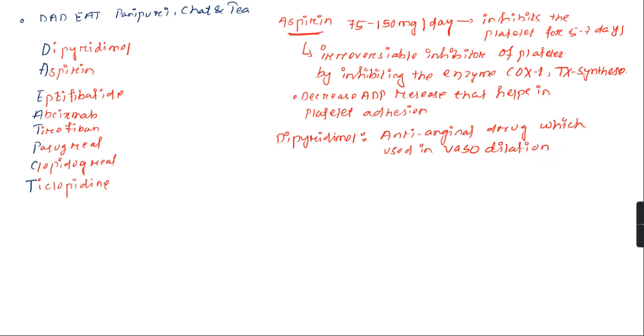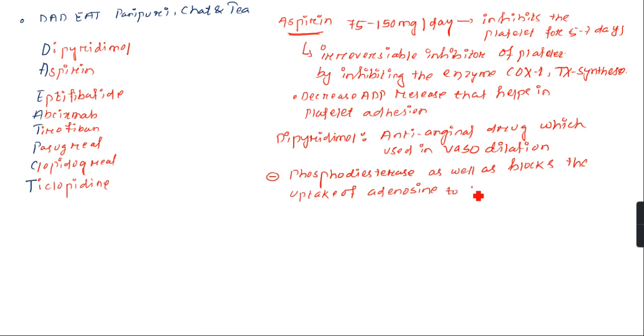Okay, its mechanism is quite different. So what is its mechanism? It inhibits phosphodiesterase as well as blocks the uptake of adenosine to increase cyclic AMP level. This cyclic AMP potentiates prostaglandin I2, and this prostaglandin I2 helps in inhibiting the platelet aggregation process.